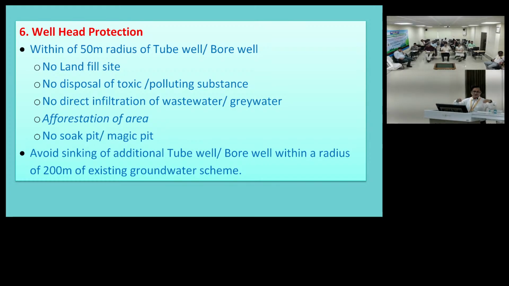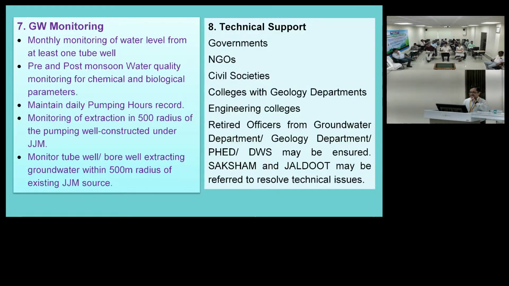When we construct two tube wells very nearby, they influence one another and the water level will go dry. So, a minimum 200 meter radius should be maintained. Apart from this, groundwater monitoring is to be done regularly. If we do not monitor, then we won't know what is happening in that area. Because of that, groundwater monitoring is required, and there are many places from where you can get technical support.